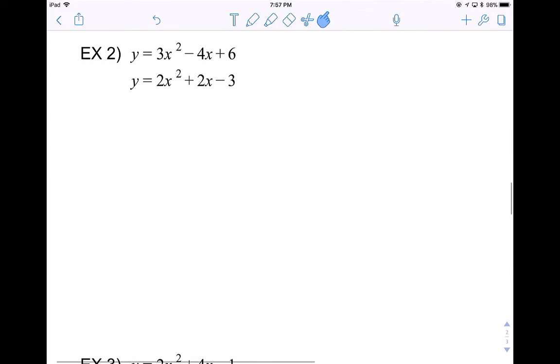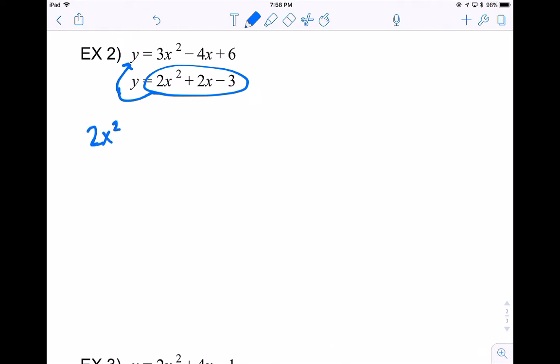Let's try another one. Now we have two quadratic equations that we're using in our system. Same thing as above when we had one quadratic and one linear. We're still going to start by setting them equal to each other and getting everything on the same side of the equal sign. So we're going to take 2x squared plus 2x minus 3 and plug it in for that y, so that we end up with 2x squared plus 2x minus 3 equals 3x squared minus 4x plus 6.